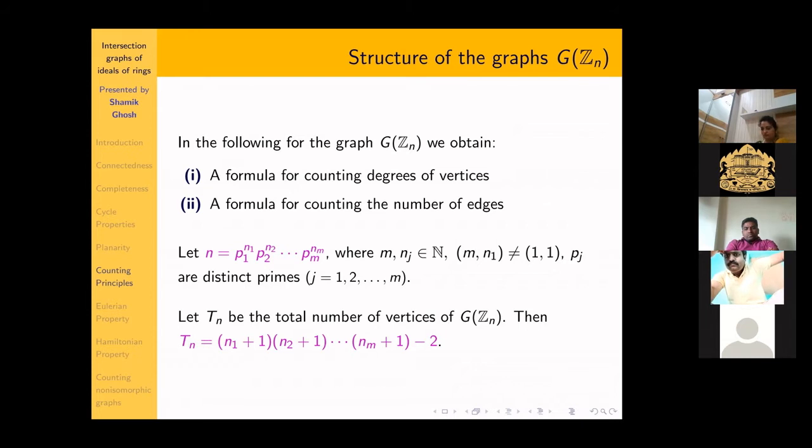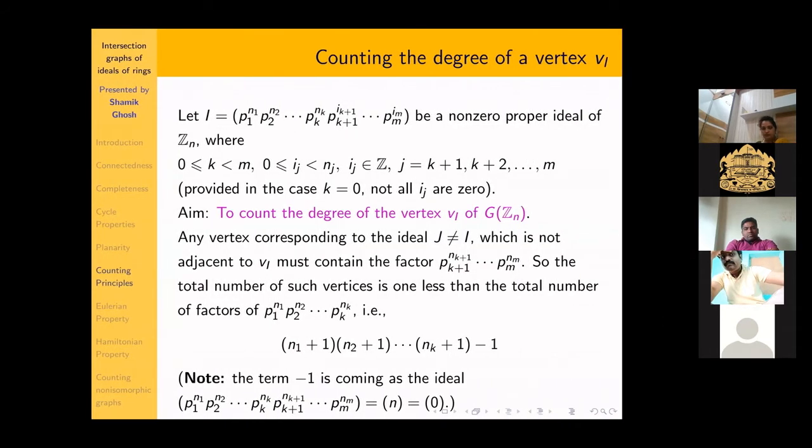That is (n1 + 1)(n2 + 1) up to (nm + 1), minus 2 for 1 and n. These are standing for the whole ring and the zero ideal. So the last line, that is the formula, is showing the total number of vertices of the graph. Now we will count the degrees of the vertices.